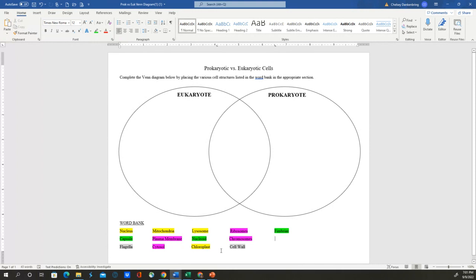Okay. Any questions on these, y'all? We're going to spend some time tomorrow reviewing what some of these structures actually do. Any questions?